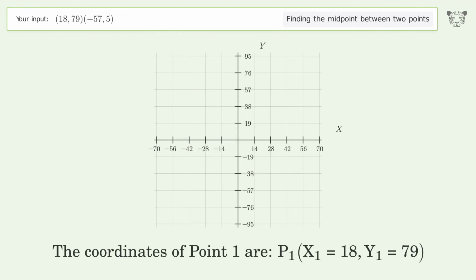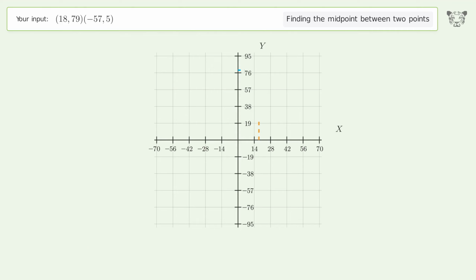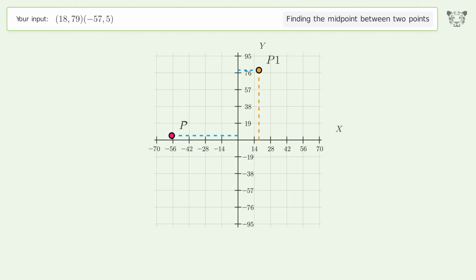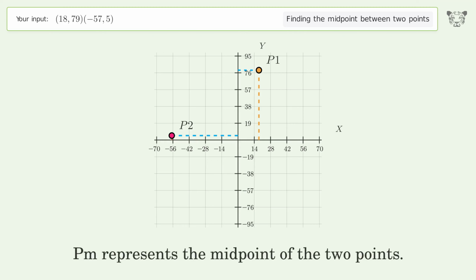The coordinates of point 1 are x1 equals 18, y1 equals 79. The coordinates of point 2 are x2 equals negative 57, y2 equals 5. PM represents the midpoint of the 2 points.